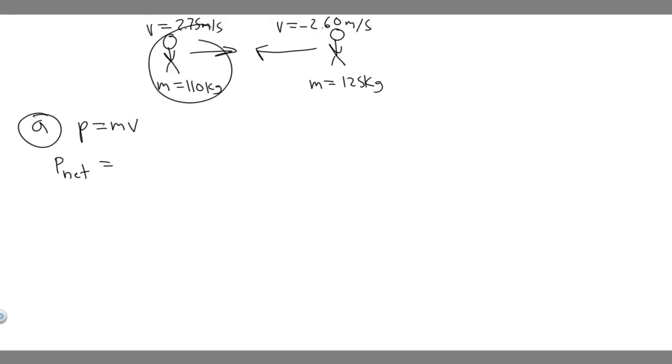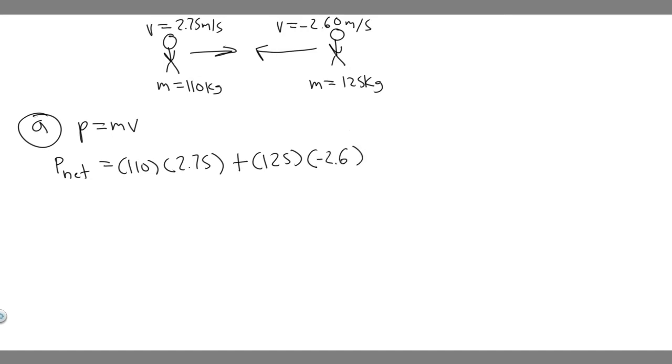So let's start with this one. We know momentum equals mass times velocity. So the mass of this guy is 110, multiplied by the velocity, which is 2.75. And then we add the other one, which is going to be 125. That's that mass. We're just following along this equation, multiplied by his velocity. And keep in mind this one's negative because he's going the opposite direction. So times minus 2.6.